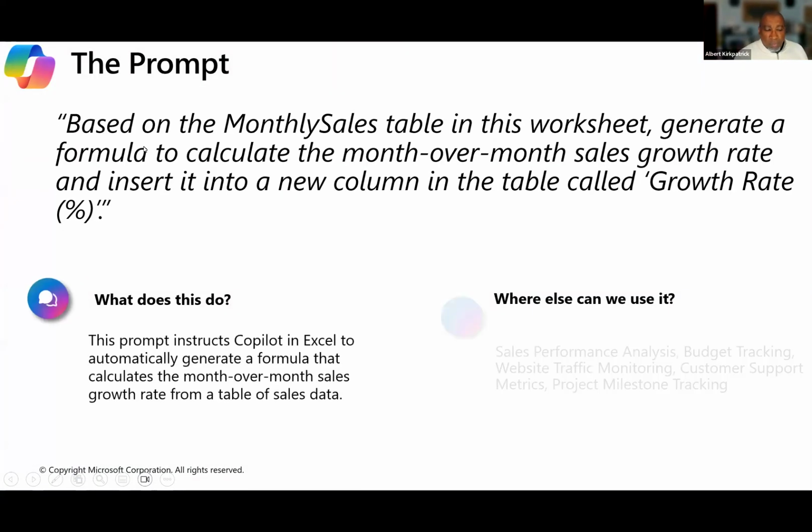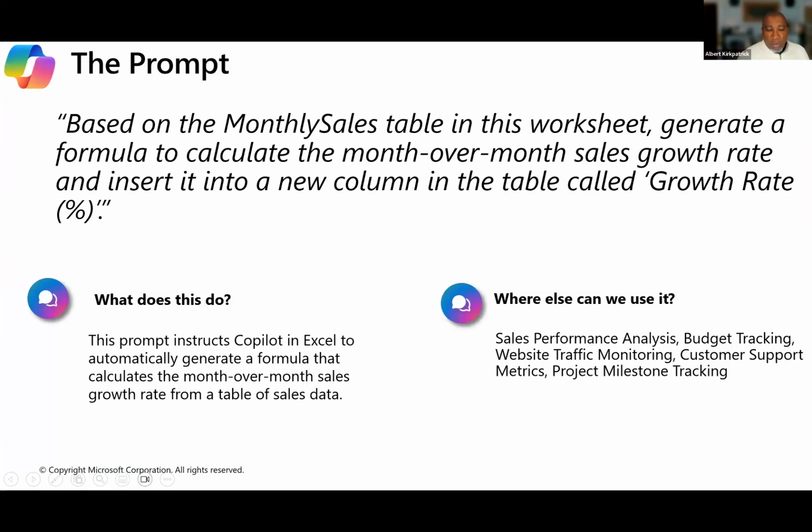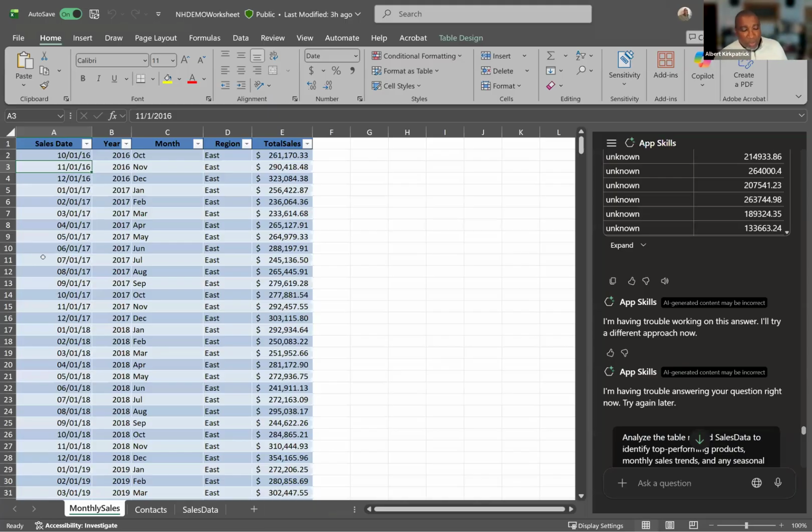So the prompt I'm going to use is this one. Based on the monthly sales table in this worksheet, generate a formula, calculate month over month sales growth rate, and insert it into a new column in the table called growth rate percentage. So I have an Excel spreadsheet. So this is that spreadsheet.